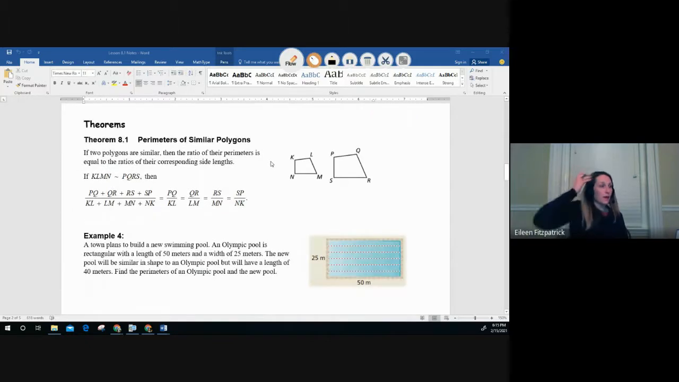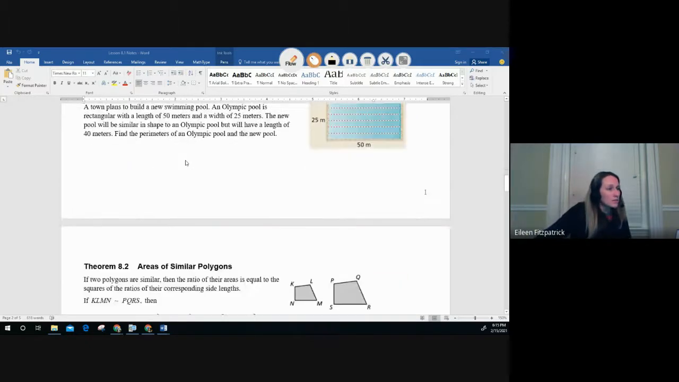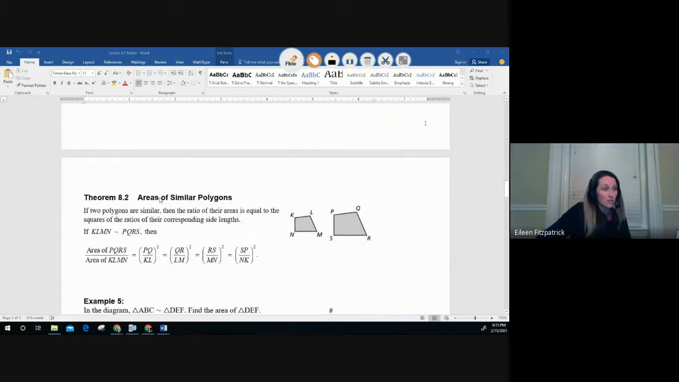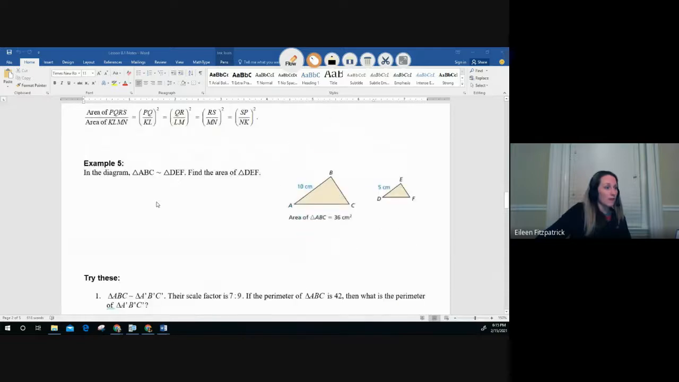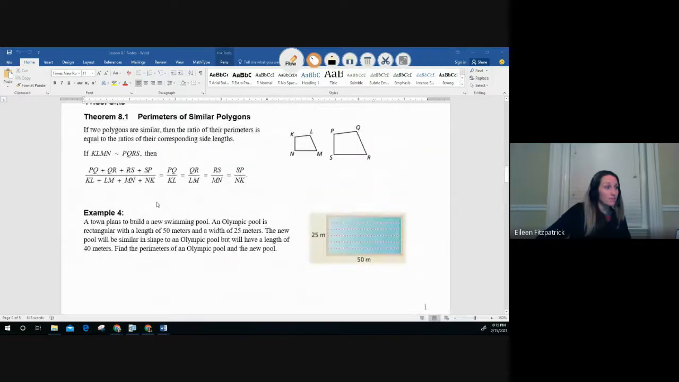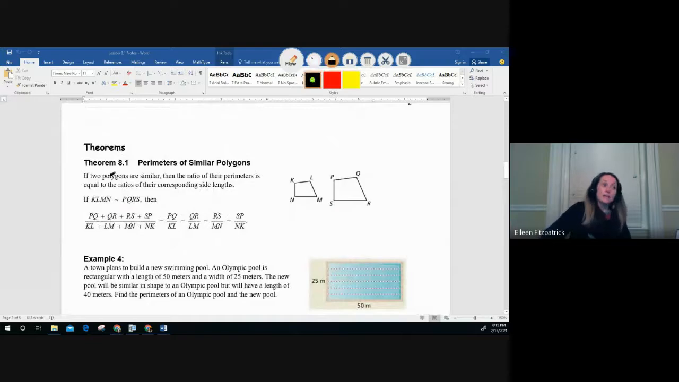Perimeter of similar polygons. Okay, so this theorem and then the next are similar to each other. So I'll probably read both theorems and then do problems 4 and 5. Okay, and then that'll be it. All right, so this theorem, and it's very, very helpful to remember these two theorems. This theorem tells us that our ratio of perimeters is equal to your scale factor.